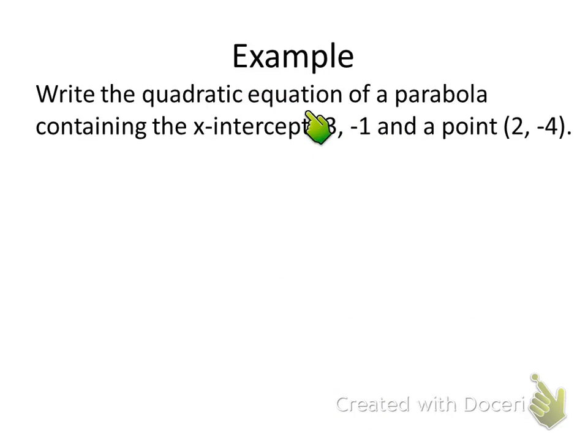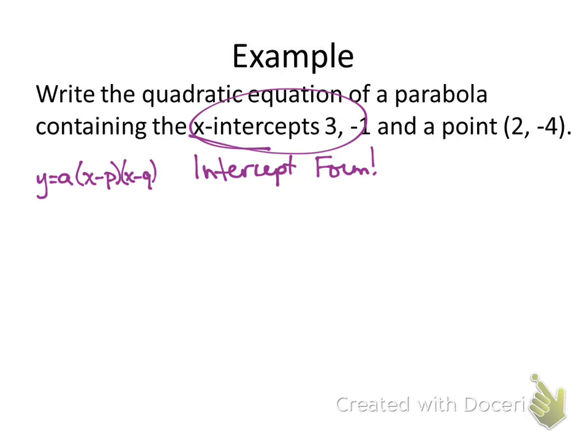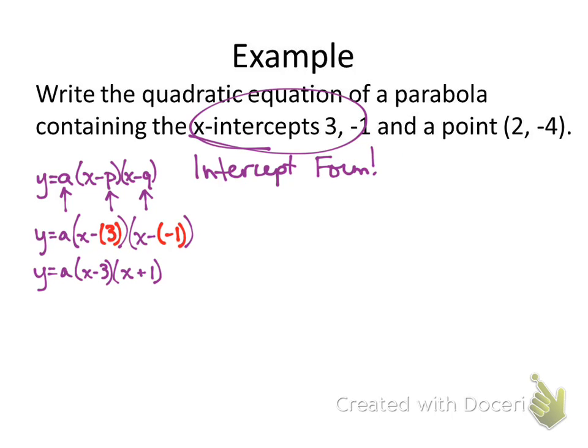Now x-intercepts at 3, -1 and a point at 2, -4 again. Write the quadratic equation of a parabola containing the x-intercepts of 3, -1 and a point 2, -4. I'm eventually going to have a number for the leading coefficient and both intercepts for the positions of p and q. When I'm given 3, -1, this is our p and our q. After we clean it up, I still need a number for this leading coefficient.